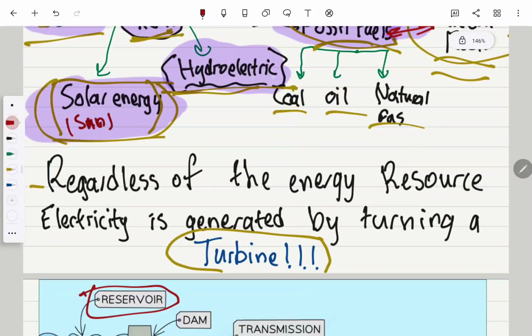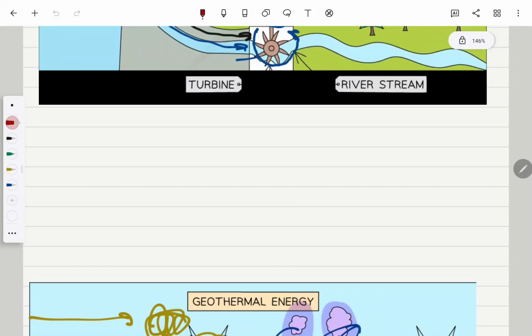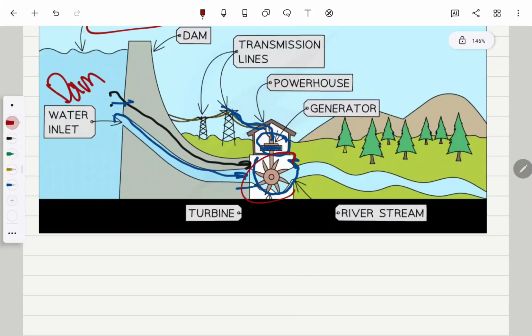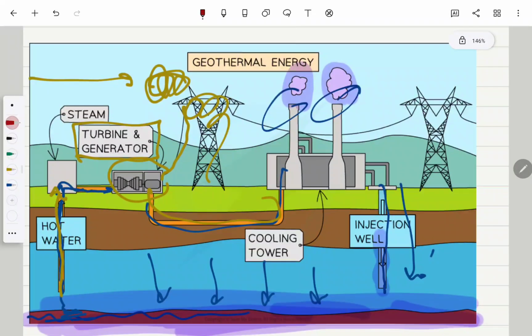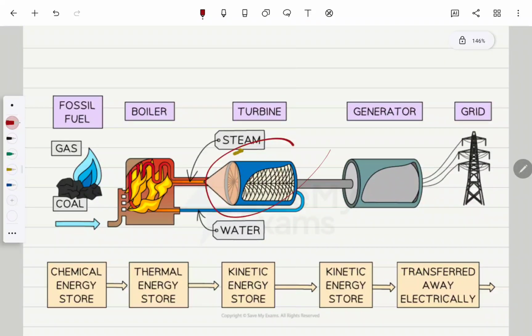All right, now this is literally the lesson. There isn't much about it. The entire point you need to know is that in order for us to generate electricity, we just need to spin something. In this case, you can see that it's a turbine here, a turbine here, a turbine here. It doesn't matter.